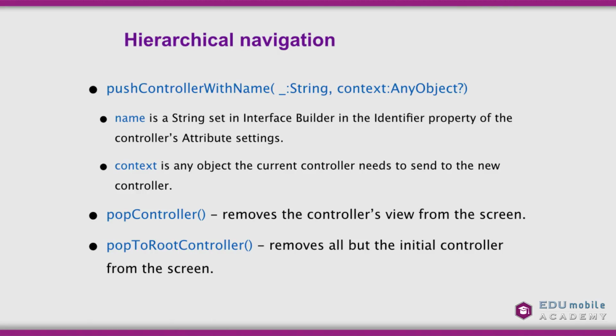The name is a string that we set in Interface Builder in the identifier property of the controller's attribute settings. So there's an identifier property, we type a name in there, and then we have name. The context, again, is any object that we need to send to the new controller that we're pushing out. popController, of course, removes the controller's view from the screen, and popToRootController removes all but the initial controller from the screen.